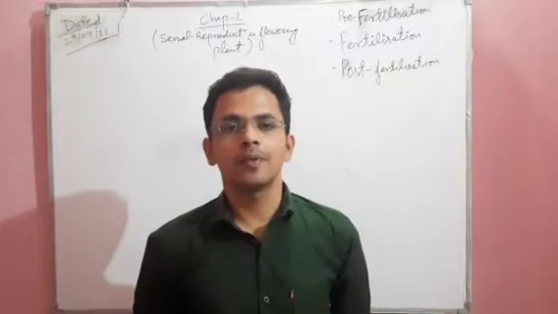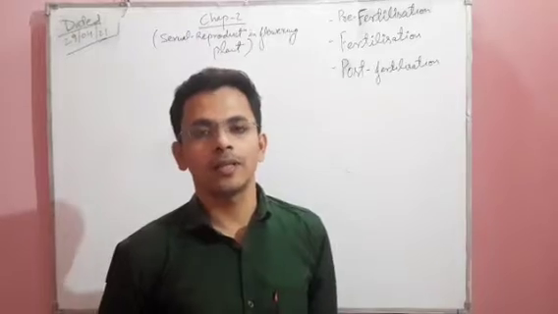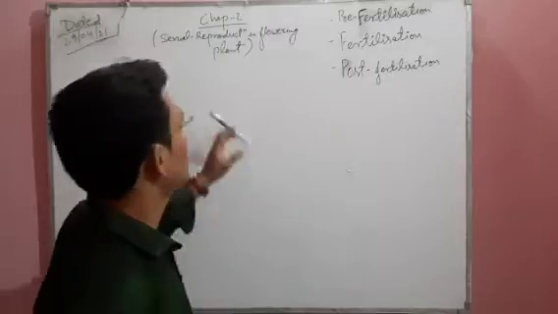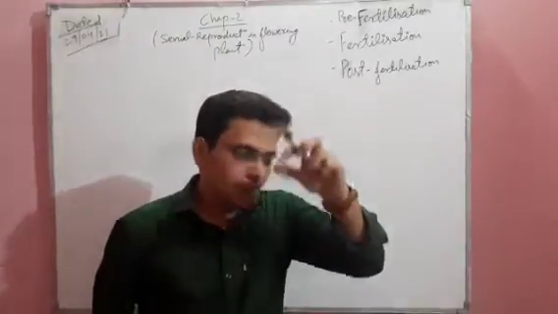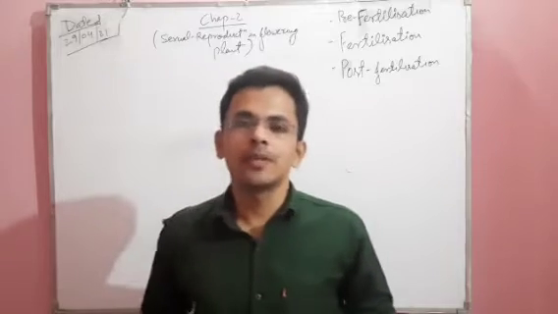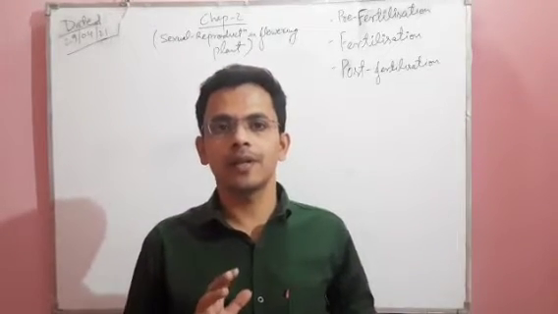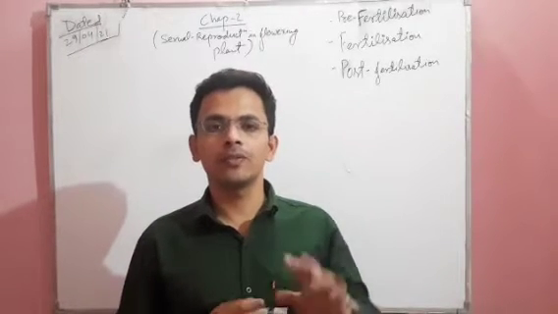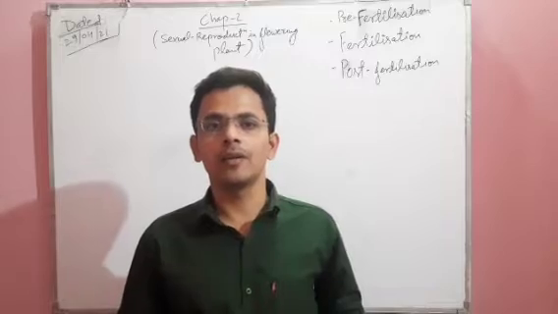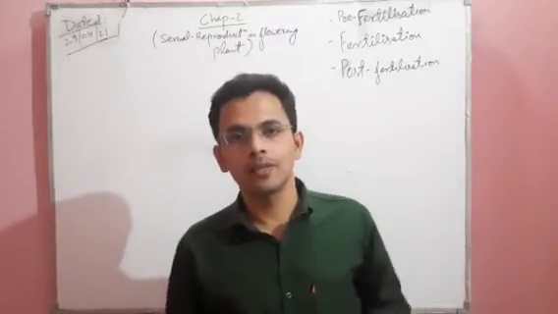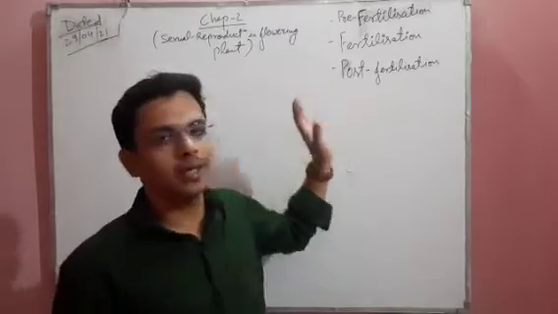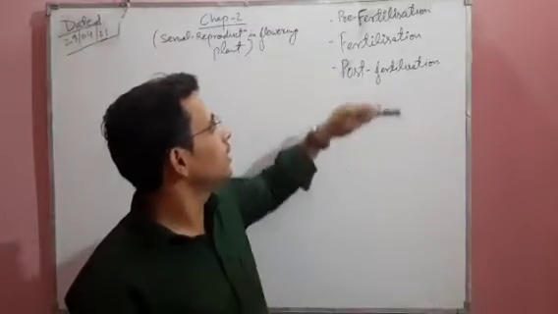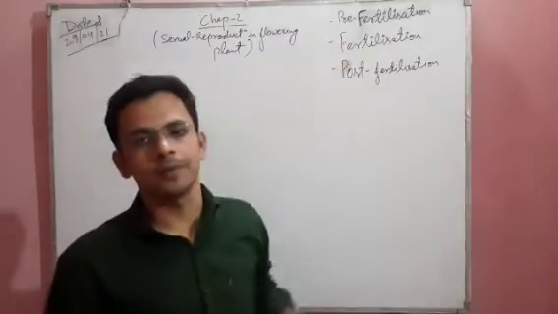In your second chapter from your book, that is sexual reproduction in flowering plants. As you can see here, sexual reproduction in flowering plants. In this chapter there are many terms and many topics we study, but the three important topics, according to the overview, are pre-fertilization, fertilization and post-fertilization. As you can see, in every term the word fertilization is common.